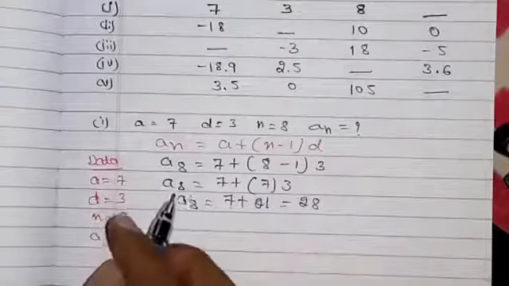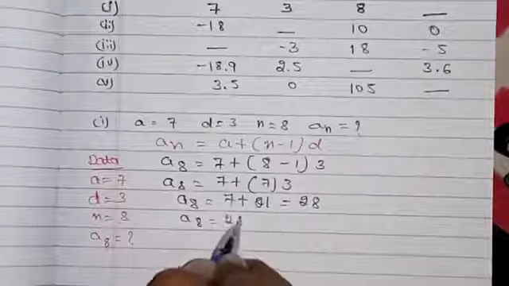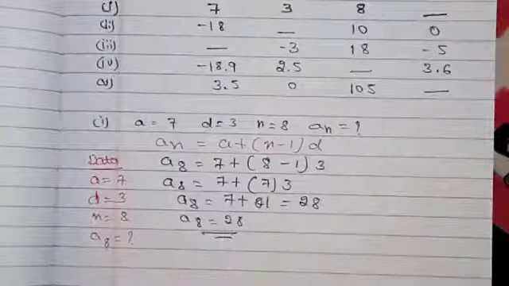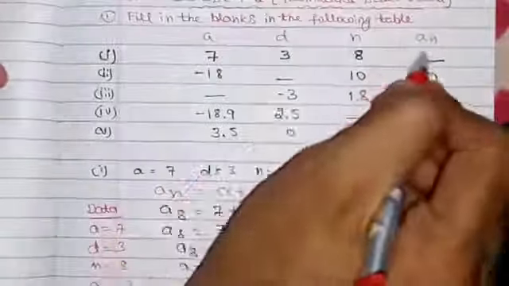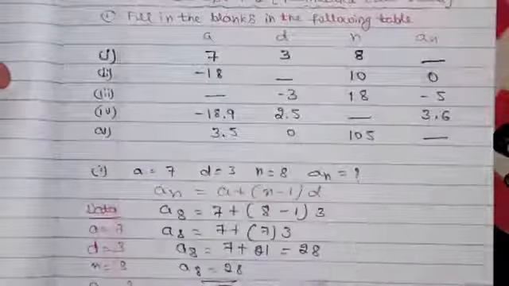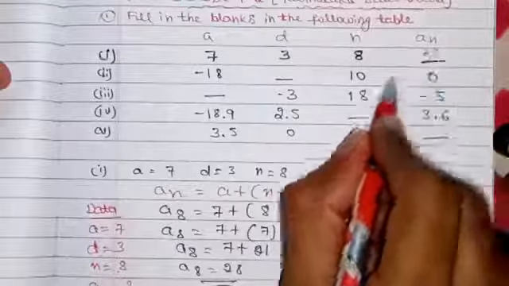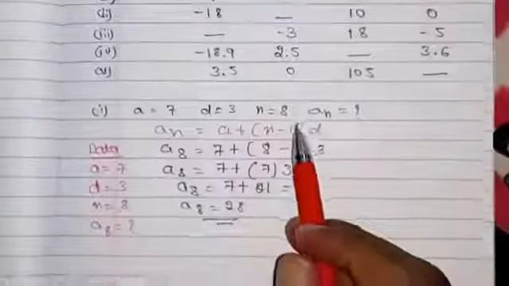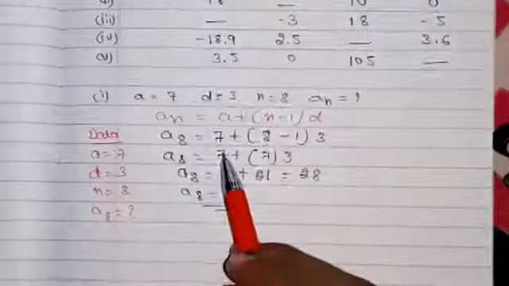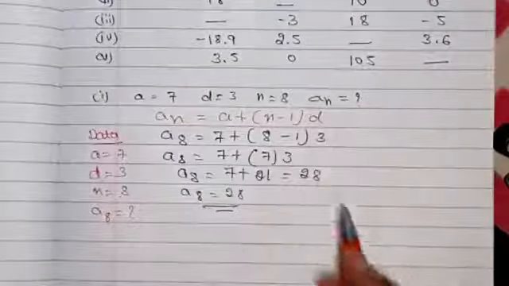So what is the answer? The A8th term is 28. That you need to fill in this box, right? So what is the answer, children? The answer is 28. Okay, so this is the first problem. It's a simple problem, children, that you can solve.